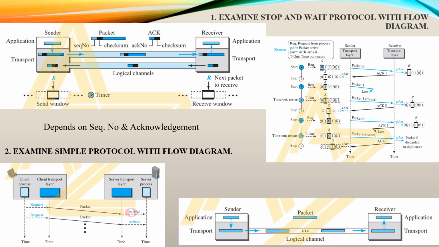In the block diagram you have the sender and the receiver. Through a logical channel, the packet gets transferred from one end to the other end, and here you have the client and server model, where a request is sent for a packet and when it arrives, acknowledgement will be sent and the request will be sent back. This is how the process takes place in simple protocol. So with the block diagram and the flow diagram, we can illustrate the simple protocol.